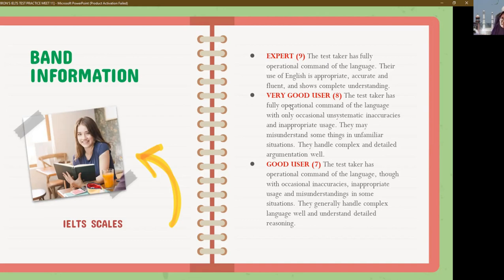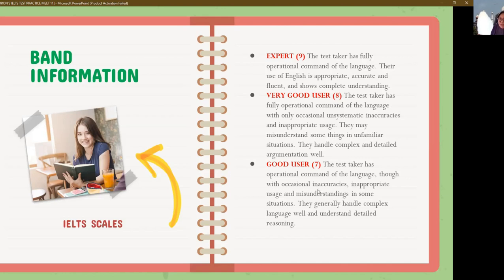And then band 8 is for a very good user. The test taker has fully operational command of the language with only occasional unsystematic inaccuracies and inappropriate usage. They may misunderstand some things in unfamiliar situations, and they handle complex and detailed argumentation well. Okay, this is for band 8.